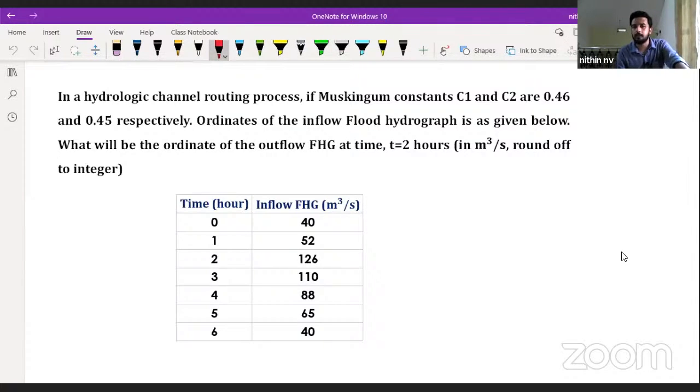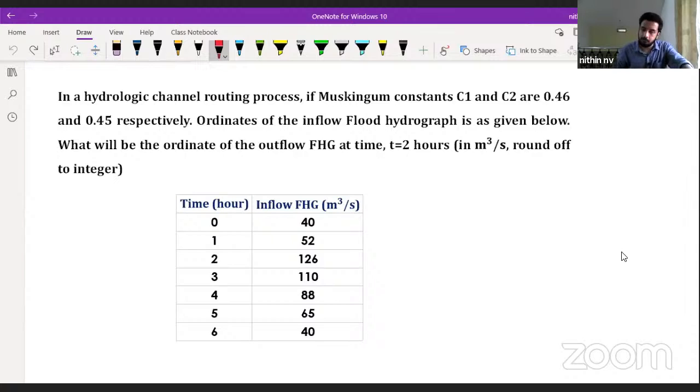Understand what is flood routing method. See, this is very important. Hydrologic channel routing. We are using Muskingum method for hydrologic channel routing. Hydrologic routing are two types: hydrologic reservoir routing, hydrologic channel routing. We are using this Muskingum method for hydrologic channel routing. Now what we are actually doing, using the ordinates of an inflow flood hydrograph, we are going to find the ordinates of an outflow flood hydrograph.